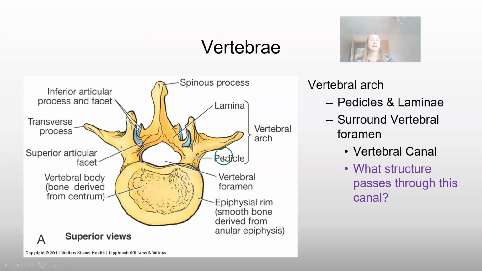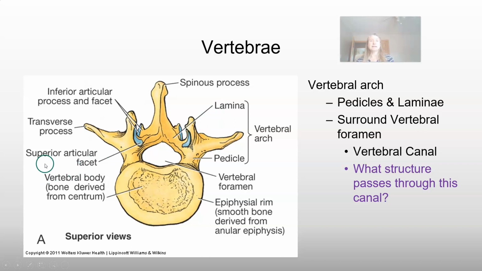All right, so here we can look at a human vertebrae. Again, we have our centrum or vertebral body. We have the neural arch back here. So this is the neural arch. With the neural arch, we have the pedicel, the lamina, and then we have all these processes, okay? So again, this pedicel and lamina all surround this vertebral foramen, which creates this vertebral canal. And again, what structure passes through this canal? So that's an important one to remember.